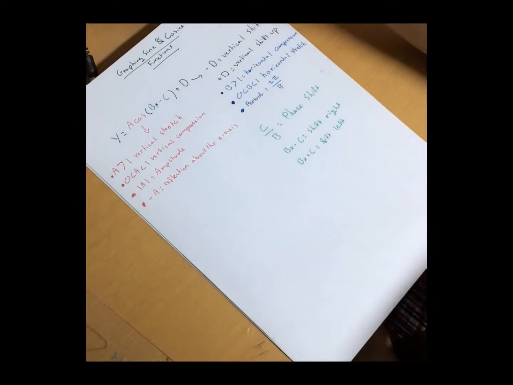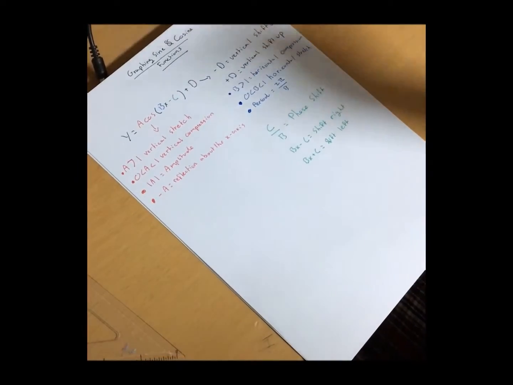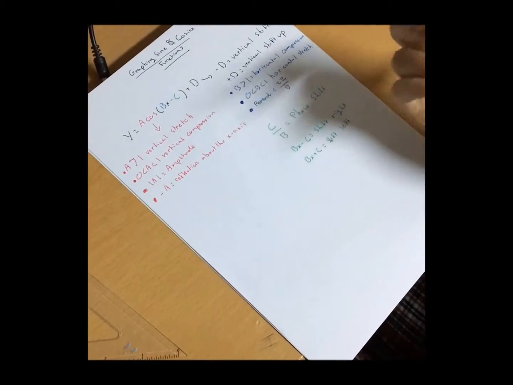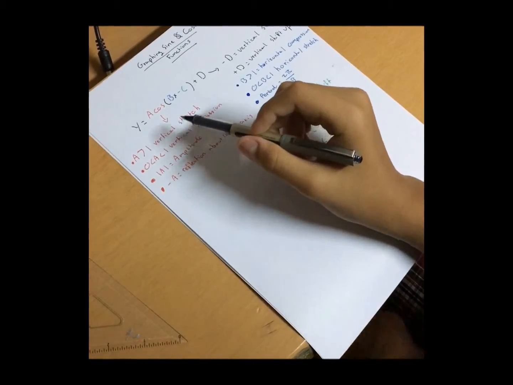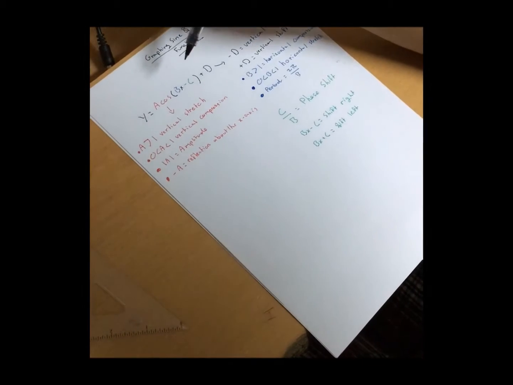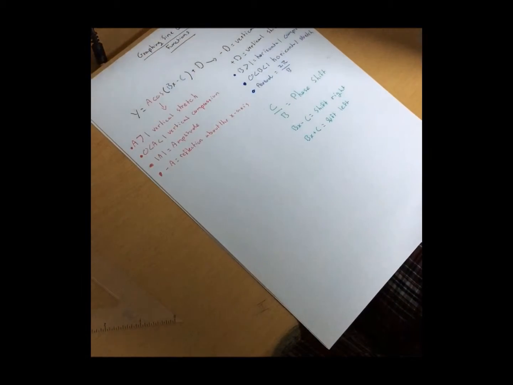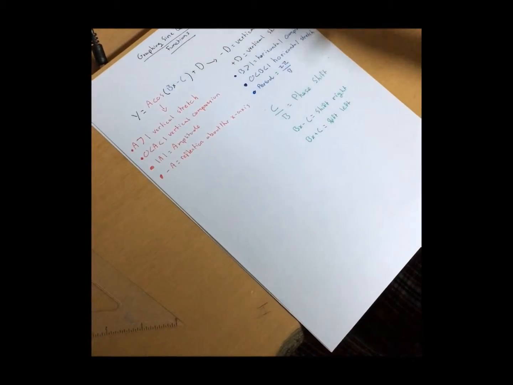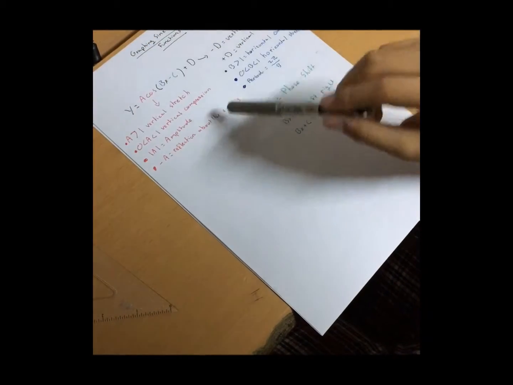Okay, so we're gonna start off today by explaining how to graph sine and cosine functions. We'll start with the basic transformation equation, y equals a cosine(bx minus c) plus d. In this case, if a is greater than 1, it results in a vertical stretch, and if a is between 0 and 1, it's a vertical compression.